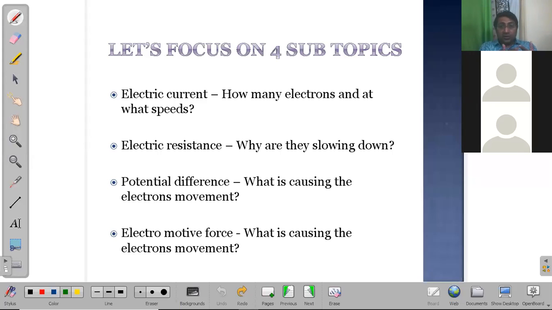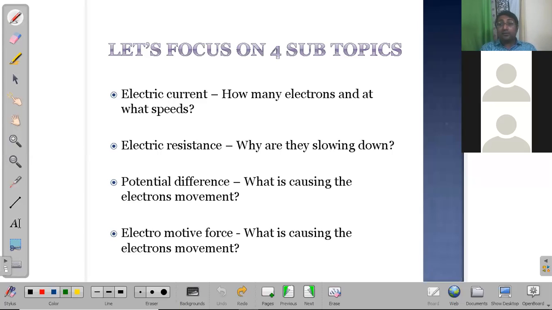Okay, right. So we just talked about it, right? The most important things for electricity foundations are these four. We already checked out this slide yesterday. It's about electric current, electric resistance, potential difference, and EMF.